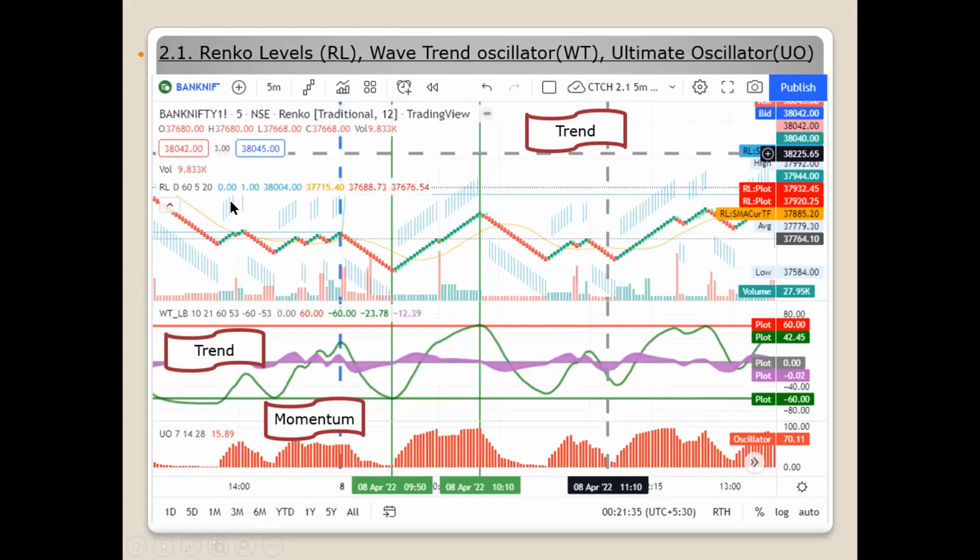So the first one, the Renko level, is a trending indication, which will give an overall market view rather than having multiple candles. And so this period of it is up, it has given a trend. And again, let's begin the trending indication from the wave trend oscillator, and from the ultimate oscillator also giving the momentum, how the momentum is doing at that time.